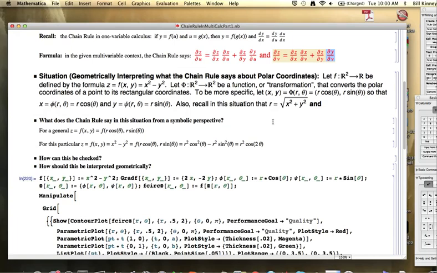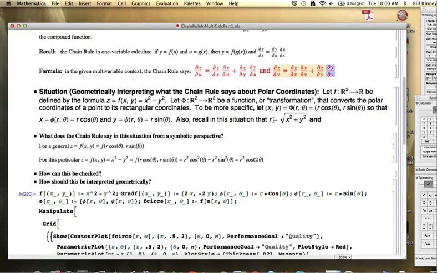Here's the situation where we want to try to think about the chain rule and interpret it. Let's see if we can consider this first general situation. What does the chain rule say in this situation from the symbolic perspective? What do we have here? We've got a function f. It's this function right here, though I'm initially just going to think about this without its formula.